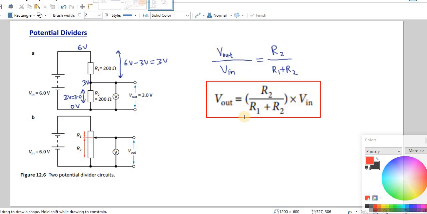It doesn't matter how many resistors there are. Let's say you have 3 resistors in series like this, R1, R2, R3. Then if you want the potential difference across R2, it will be R2 divided by R1 plus R2 plus R3.